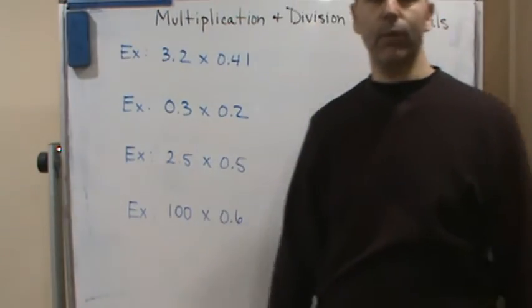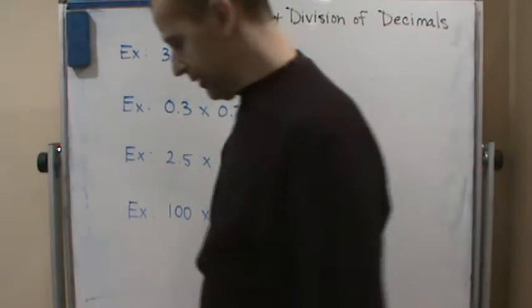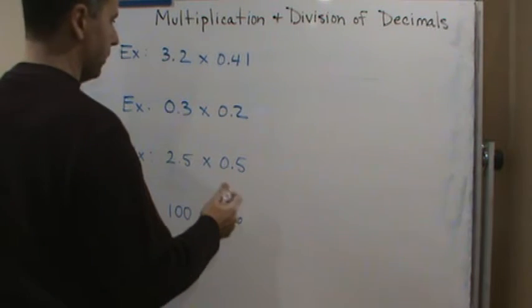Okay, so welcome back. Now let's do some examples of multiplying. And so I'm going to use the technique that I just showed you in the last video. So what I'm going to do is I'm going to multiply these, but I'm going to ignore the decimals.